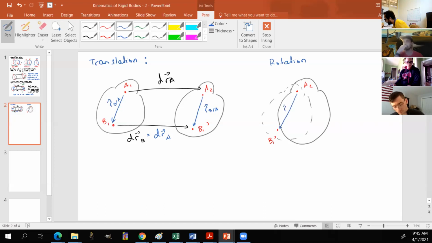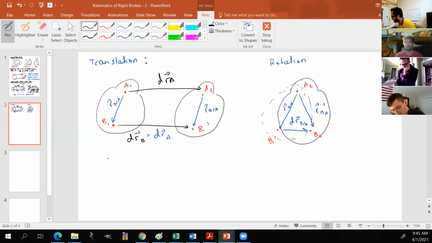So you have R of B relative to A, which rotates onto B2, right? This has become what we had said, R of B relative to A prime, like that. And the movement from B1 prime to B2, let's say this vector here, is described by dR, the change in the position of B relative to A. All right, is that clear?